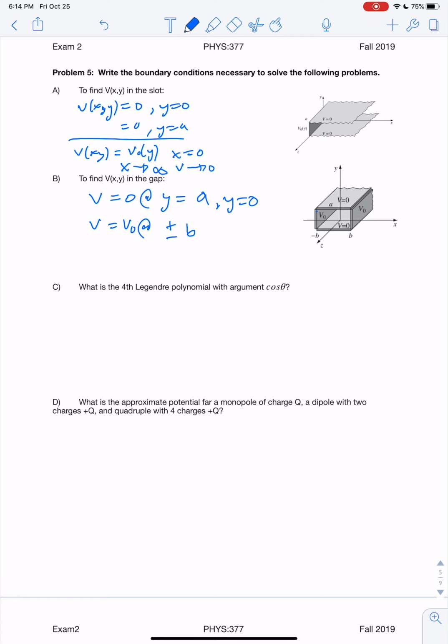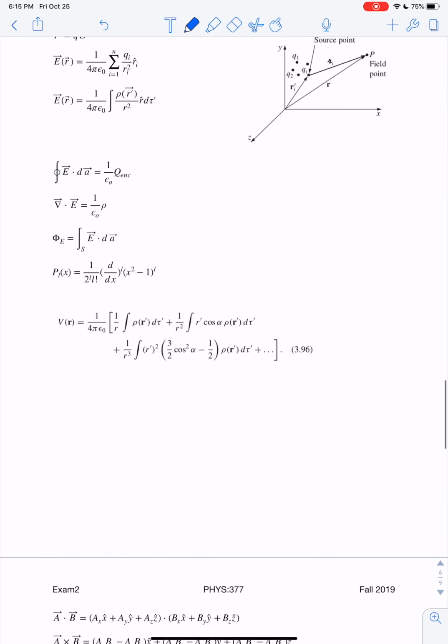All right, part C, what is the fourth Legendre polynomial with argument cosine theta? So there was a little bit of confusion. Some people interpreted this to be that the Legendre polynomials go 0, 1, 2, 3. So some people put L equals 3 and some people put L equals 4. I took both of them. I intended it to be L equals 4, but I should have said L equals 4, not the fourth. So that's me not being very clear.